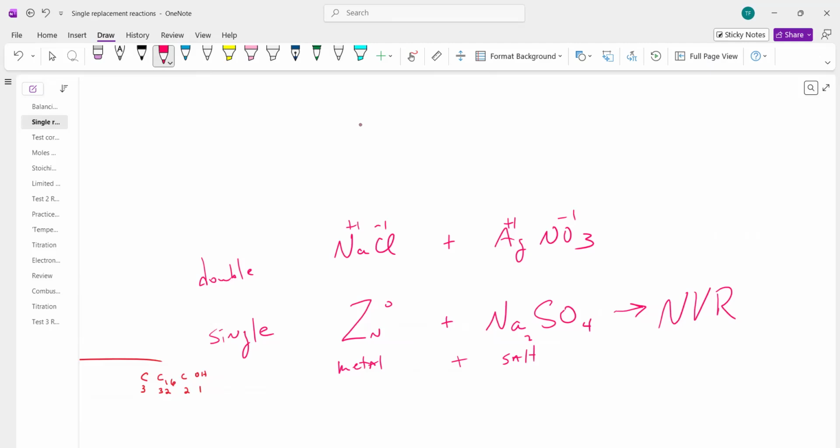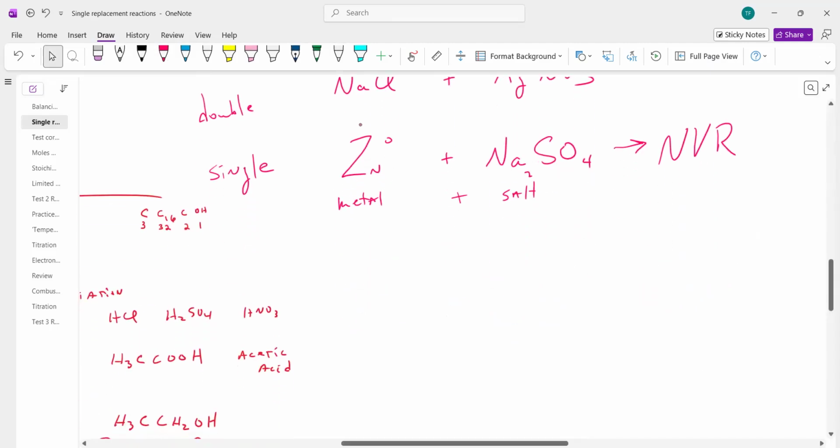So are there any questions about single? Yeah. If sodium's above aluminum, why does it react sodium flux? The question is, aluminum hydroxide is more stable than aluminum metal.